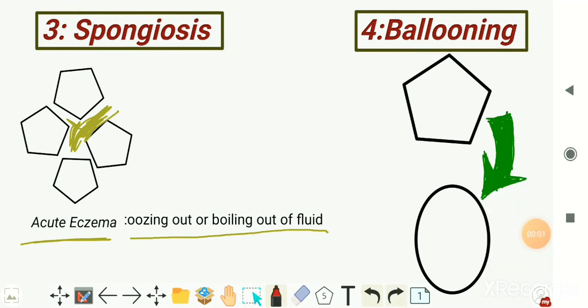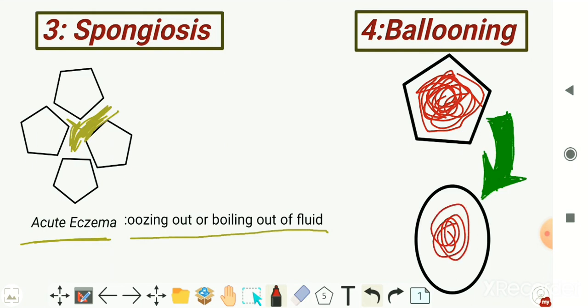Now let's see ballooning. Ballooning is the intracellular accumulation of fluid in stratum spinosum. These are the keratinocytes where the fluid has accumulated. Whenever the fluid is accumulated inside the keratinocytes, these keratinocytes take the shape of a balloon. Ballooning is also seen in acute eczema.